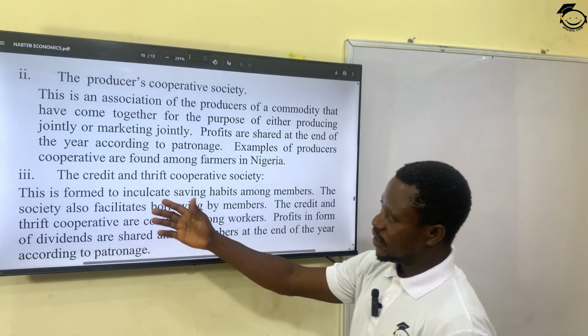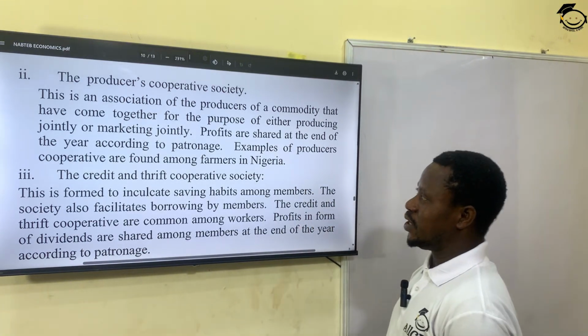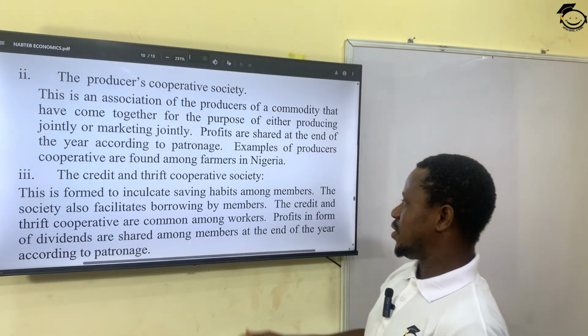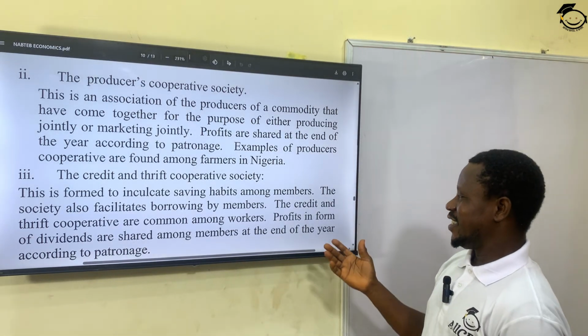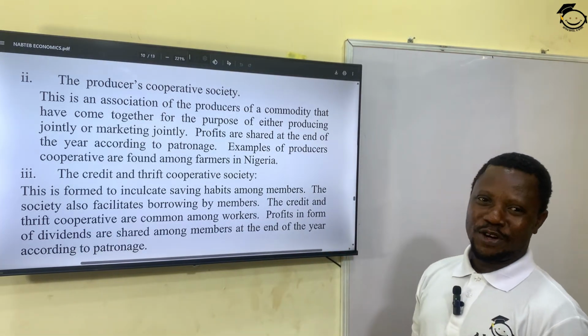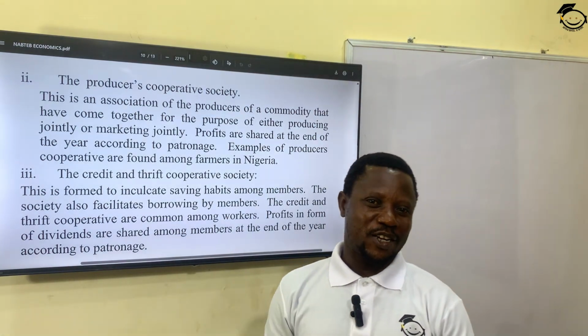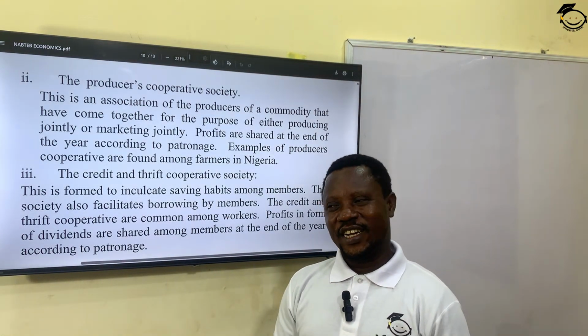Okay? The next one is credit and thrift cooperative society. This is where I belong. In this one, the members are encouraged to save. As you collect salary, you save some portion of your salary at the end of the month.